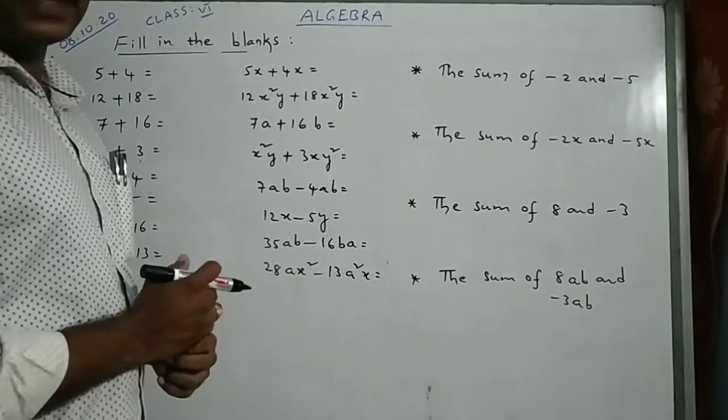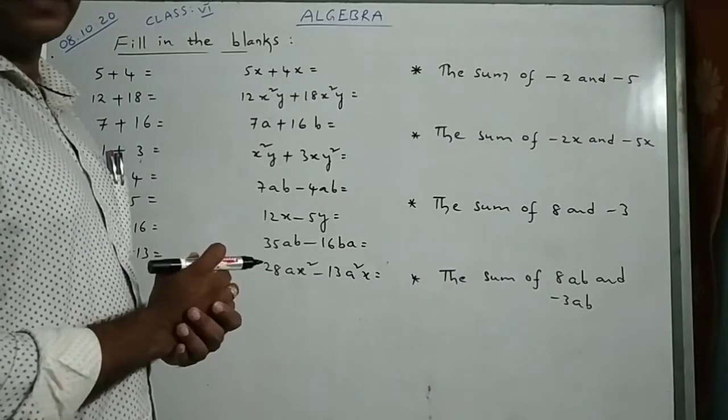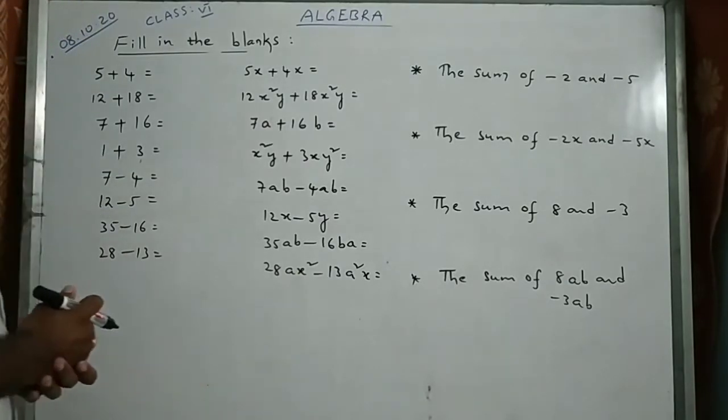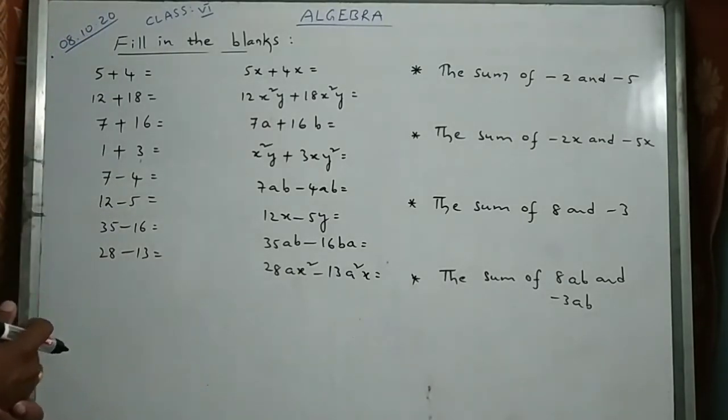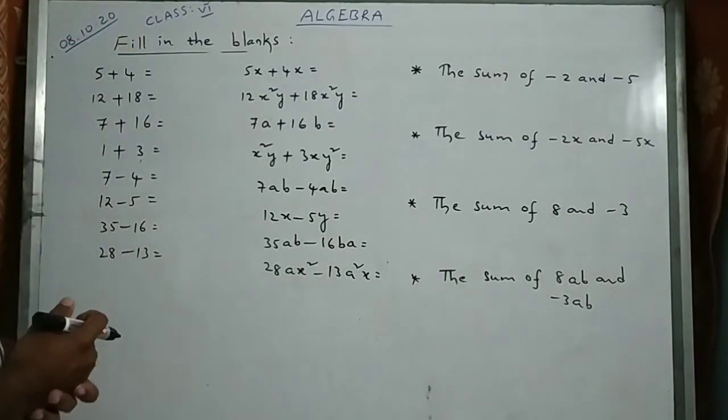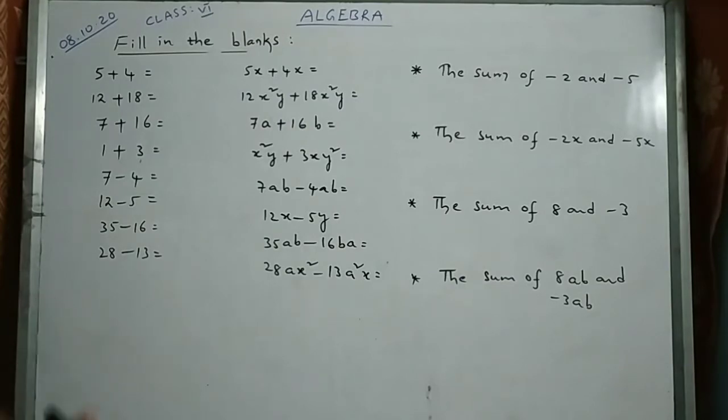In the previous class, we have seen some concepts of algebra. Today, let us see how to add like terms and unlike terms. Listen once. When we add integers, these all are integers, right? Without variables. All these are integers.